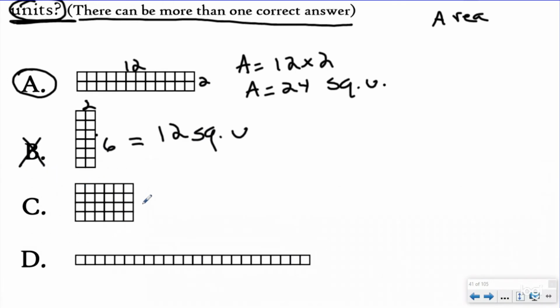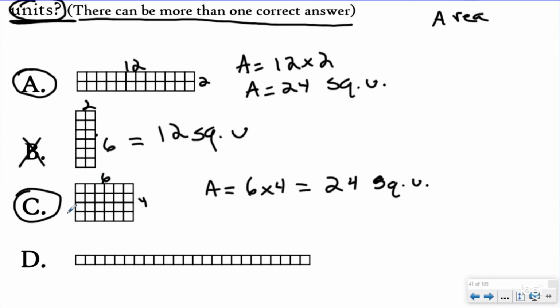C, I have a length of 4 units and I have a width of 1, 2, 3, 4, 5, 6. And again, if I use my area formula here, that would be 6 groups of 4 and my area would be 24 square units. Okay, so I know that C is also a possible answer choice. Let's just check D down here. I have a width of 1. Okay, so I just have one row. But I have 1, 2, 3, 4, 5, 6, 7, 8, 9, 10, 11, 12, 13, 14, 15, 16, 17, 18 ... 24 units as my length.